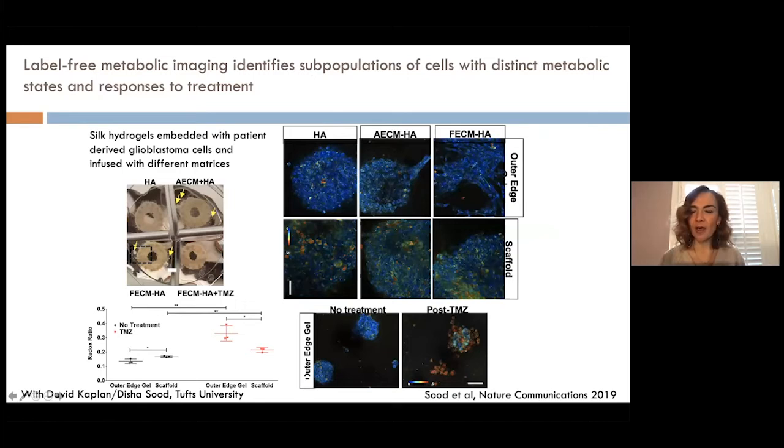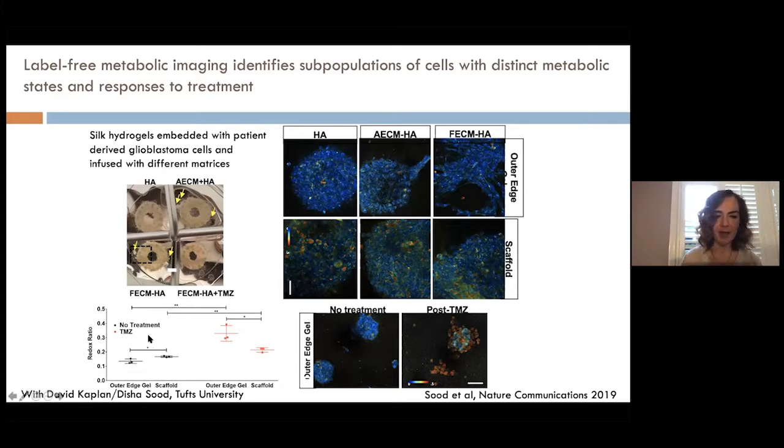I'll just show you one more example from a completely different set of specimens. These are engineered brain tissues that are built on silk hydrogel scaffolds that are embedded with different types of matrix, and then glioblastoma cells from patients. These are redox coded images, and we see metabolic differences in the cells grown in the scaffolds, depending on whether the cells are residing out here or further inside the scaffold, as you can tell from the hues already. And of course, we can see some nice differences in the changes that occur before and after we treat with TMZ.